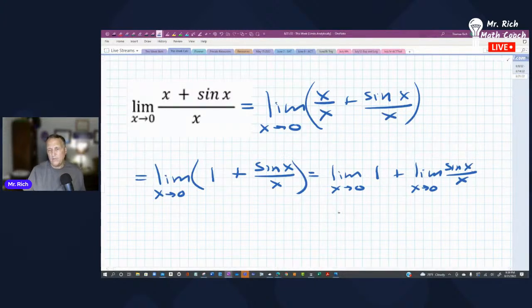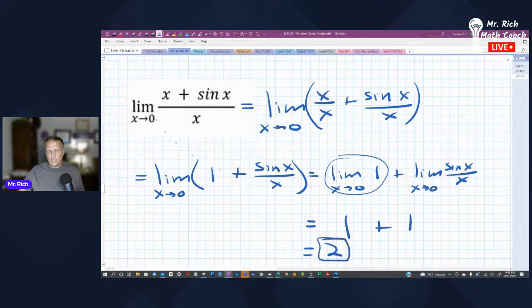So now this is also a property of limits, right? The function 1 is a horizontal line, and so it doesn't matter what the x value is. If you evaluate the limit of a horizontal line at an x value, it's going to be whatever the y value is, right? So this is a 1 and this is a 1. So this limit is 2. That is my answer to that problem.